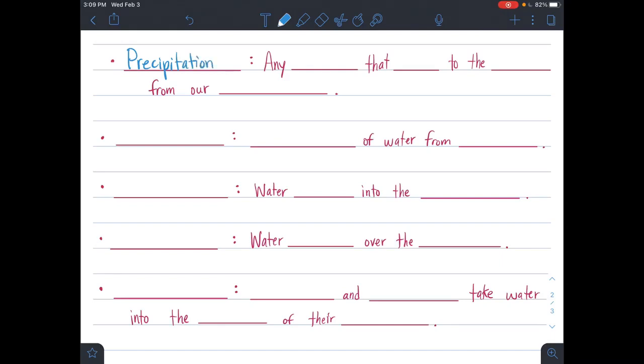Precipitation is any water that falls to the earth or to the ground from our atmosphere. So it was a gas in the atmosphere, or maybe it was in a cloud in the atmosphere, and then it gets heavy enough, it accumulates enough water molecules in the liquid form that it then falls through the atmosphere. And if it falls and it cools in that process, or if it cools in the cloud, then it might fall as snow or sleet or hail.